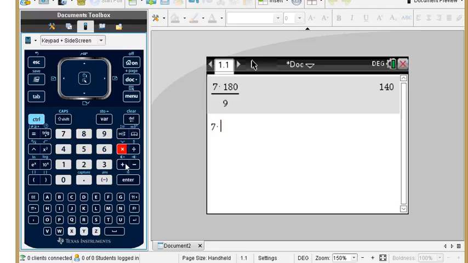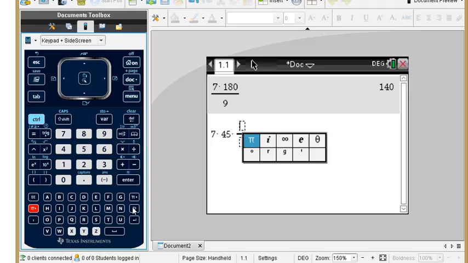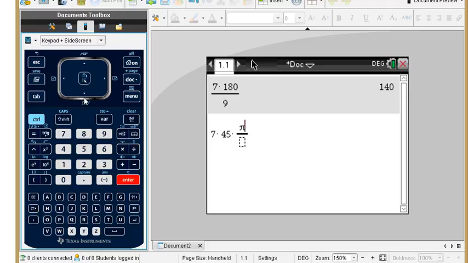times 45 times pi over 180. So we get 5.49779, so about 5.5.